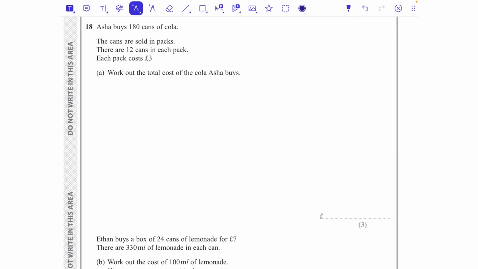Asher buys 180 cans of cola. The cans are sold in packs. There are 12 cans in each pack, and each pack costs £3. Work out the total cost. So 180 cans divided by 12 because there's 12 in each pack. So if I do 180 divided by 12, I get 15. So she must have bought 15 packs. Each pack costs £3. So 15 times by 3 is £45. So 45 is how much she spent on all of the packs.